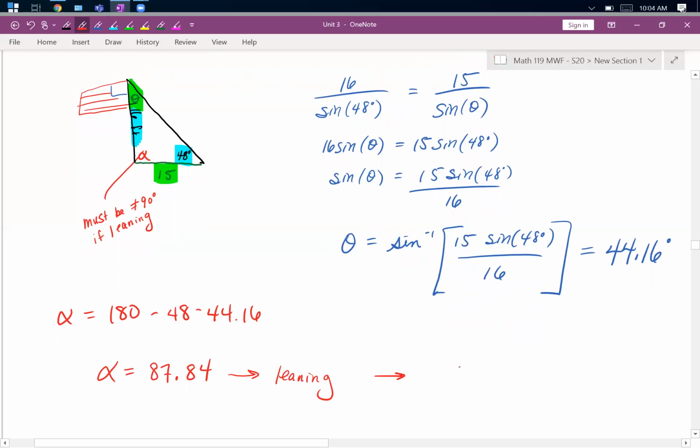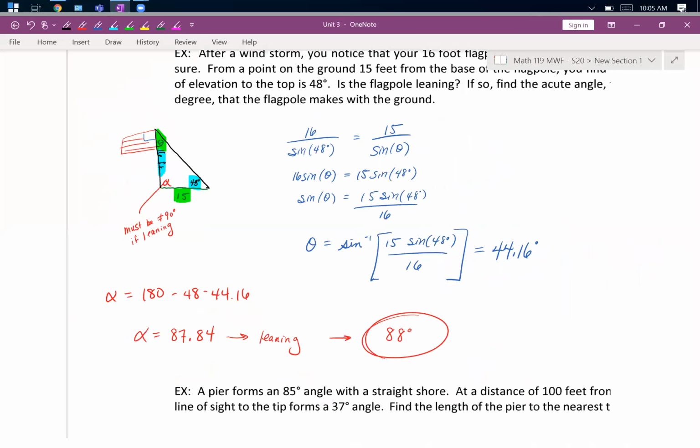So that's going to be what, 88 degrees? So is that considered leaning 88 degrees or is it leaning 2 degrees? Okay, it is leaning 2 degrees, but the question is to find the acute angle that it makes with the ground. So yes, it is leaning, and the acute angle with the ground is 88 degrees. Questions? Anybody on that one?